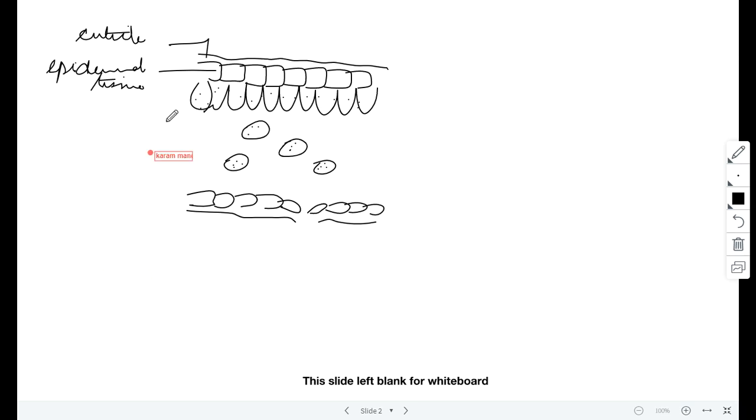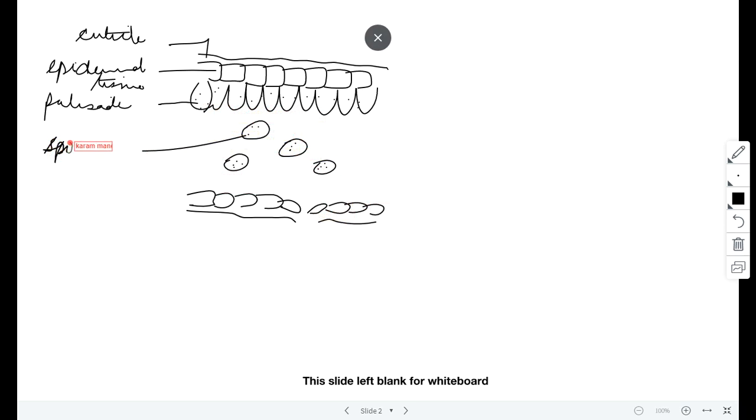So the next one, which one is this? Palisade mesophyll. Yes. What's the function of palisade mesophyll? That's the major site of photosynthesis. Okay, excellent. And what about these, which are in patches or not in as regular a pattern?